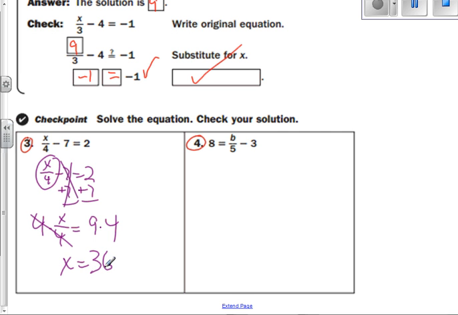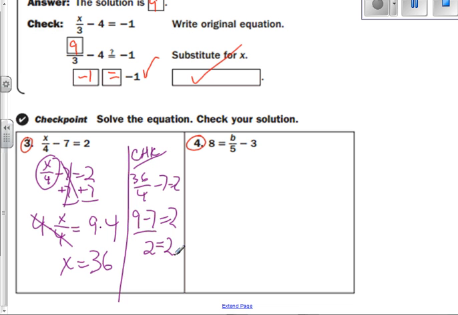All right, so if I do my check real quick, I've got 36 divided by 4 minus 7 is equal to 2. 36 divided by 4 is 9, minus 7 is equal to 2. 9 minus 7 is equal to 2, 2 is equal to 2. The check works out, therefore I know my solution is correct.